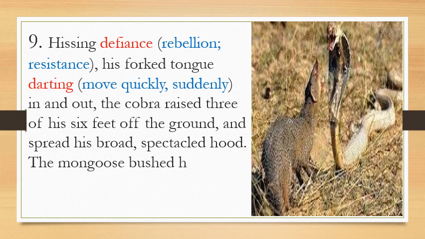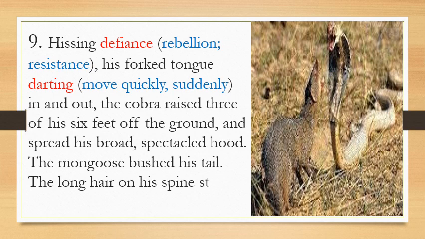The mongoose pushed his tail. The long hair on his spine stood up. Means the mongoose also showed his readiness to fight by bushing his tail and raising his hair.